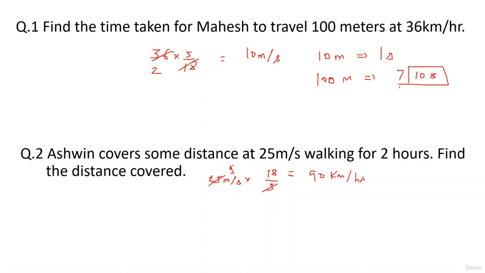90 किलोमीटर पर आवर. इसका मतलब 90 किलोमीटर अश्विन ट्रेवल करता है 1 घंटे में. 2 घंटे में कितना करेगा? डबल. As simple as that. So the answer is 180 kilometers. See guys, it's as simple as that.